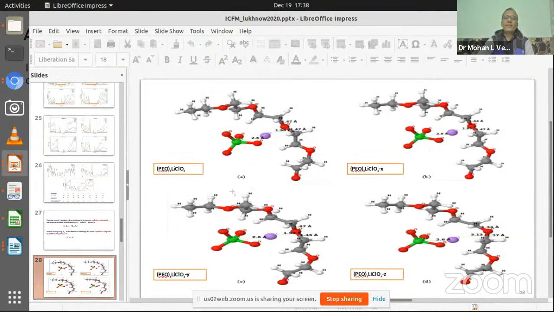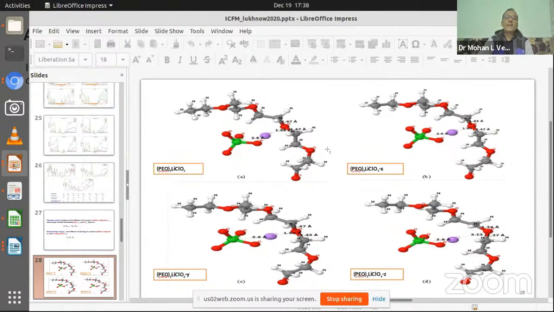The mechanical stability, or mechanical strength, of the polymer is very important because for device applications, not only are the electrical and electronic properties of such systems required, but the mechanical stability is also important. So this study is important in this context.